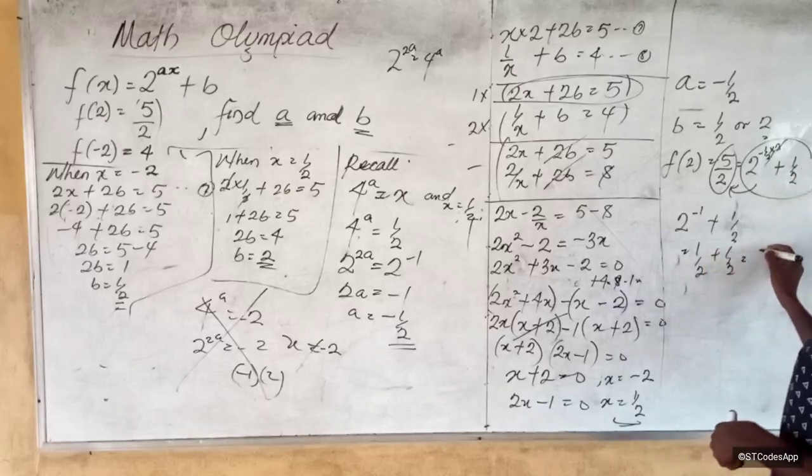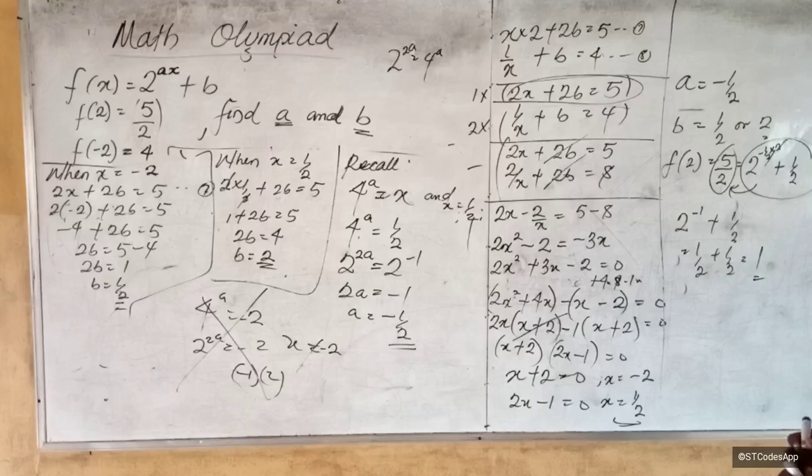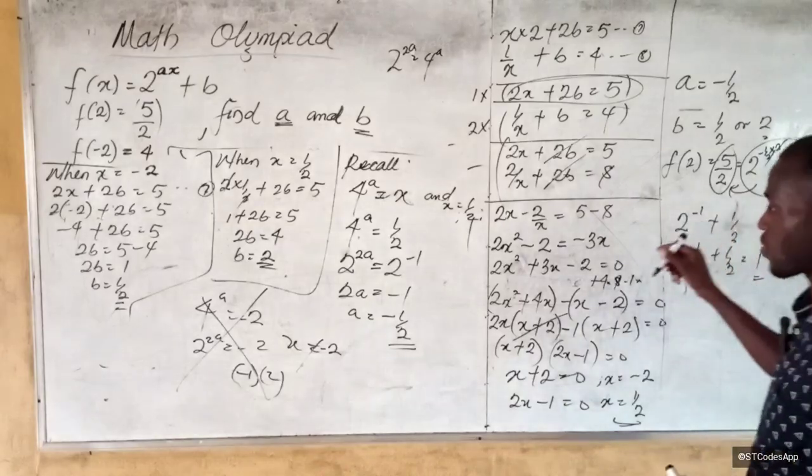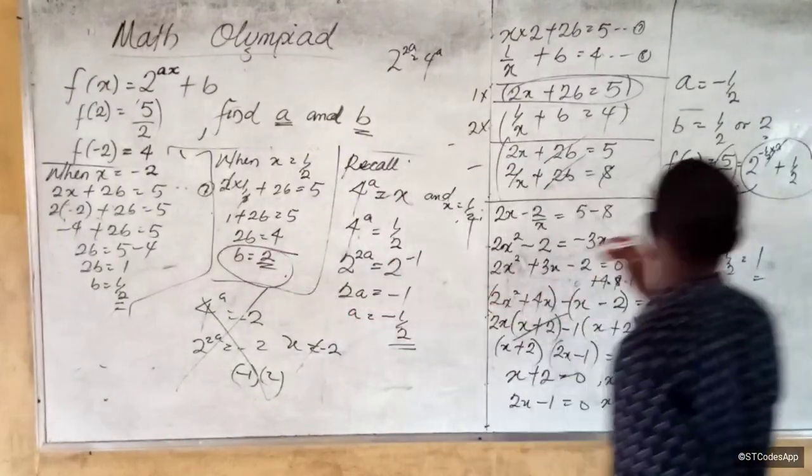And this is 1. All right, so it means that our b may not be half. So let's try the other value of b that we got. The second value of b we got was 2. So let's plug that in.